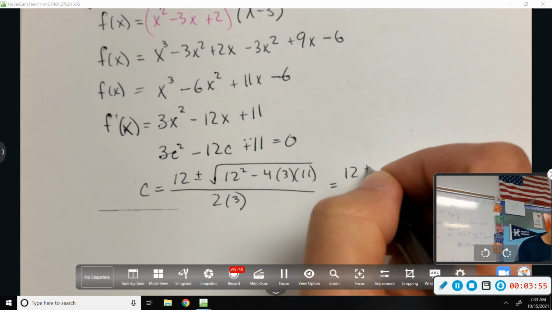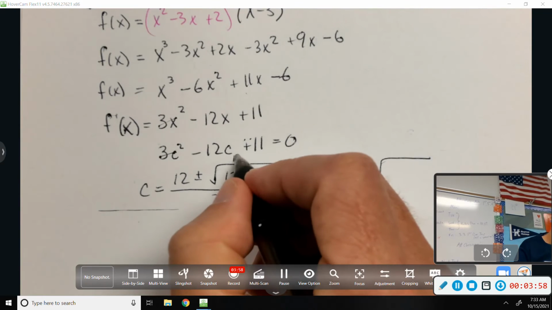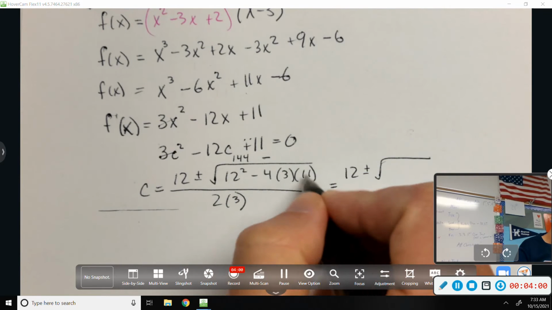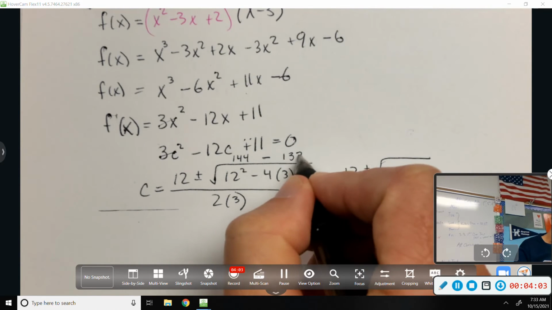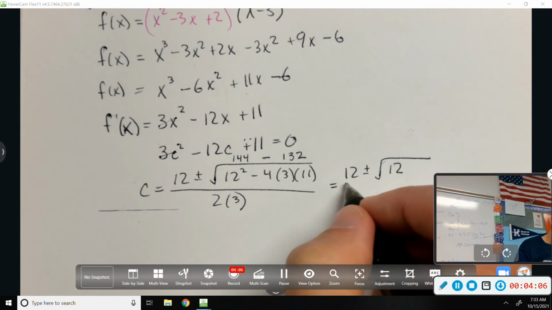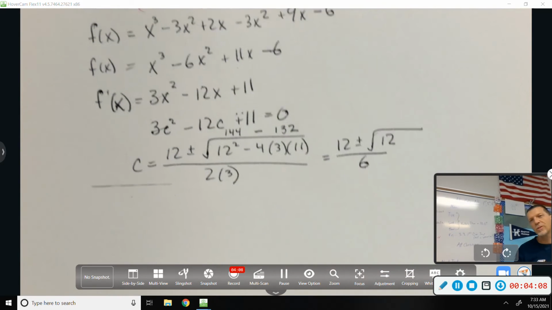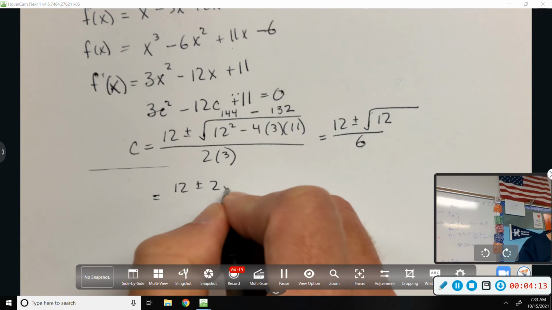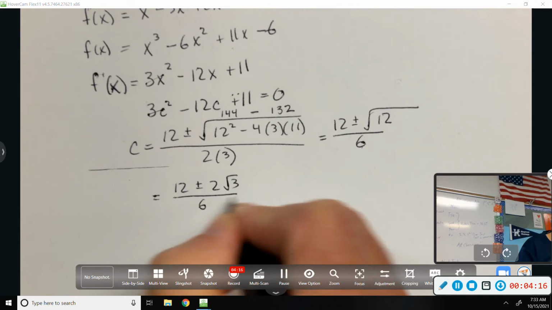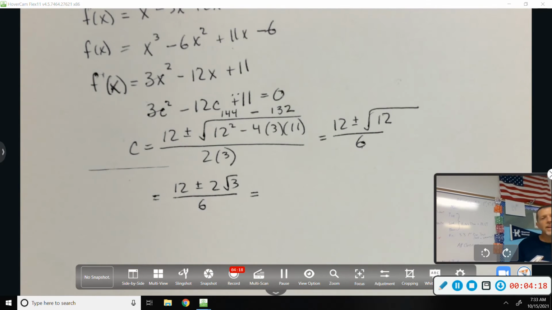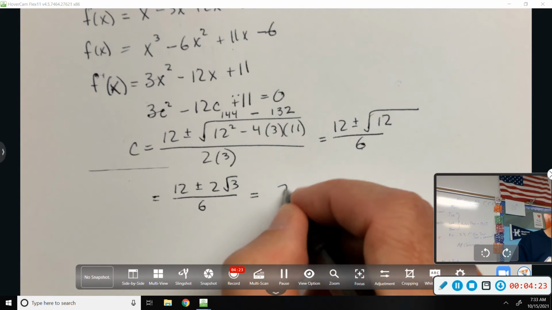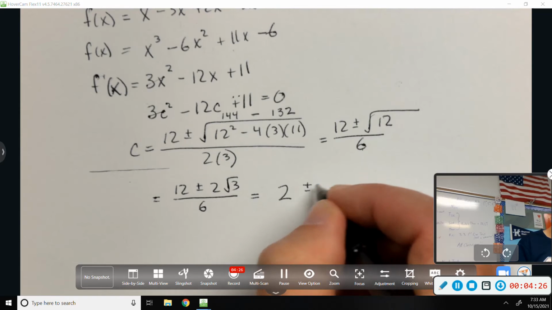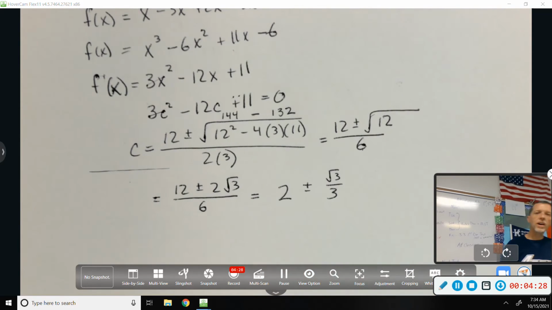So 12 plus or minus the square root of 144 minus 12 times 11, which is 132. So that's not terrible as far as square roots go. So 12 plus or minus 2 root 3, over 6. I could divide everybody by 2, but what I'm going to do instead is split them up: 12 over 6 is 2, and then 2 root 3 over 6 is root 3 over 3. I think that's going to make my life a little easier doing it that way.